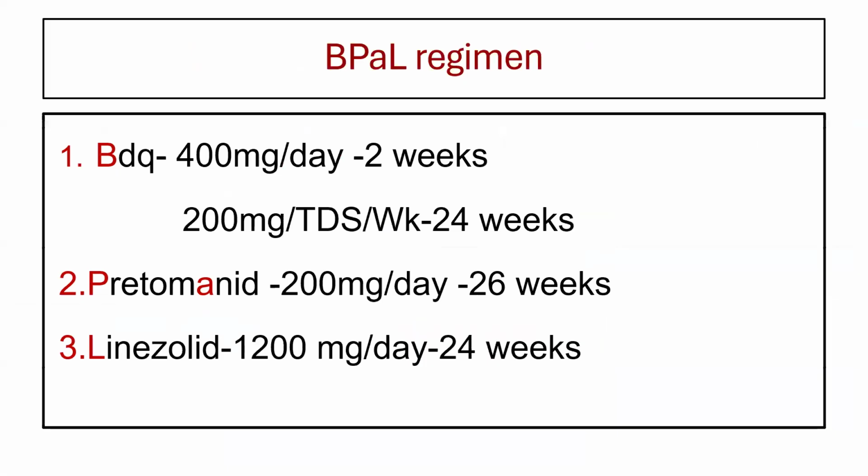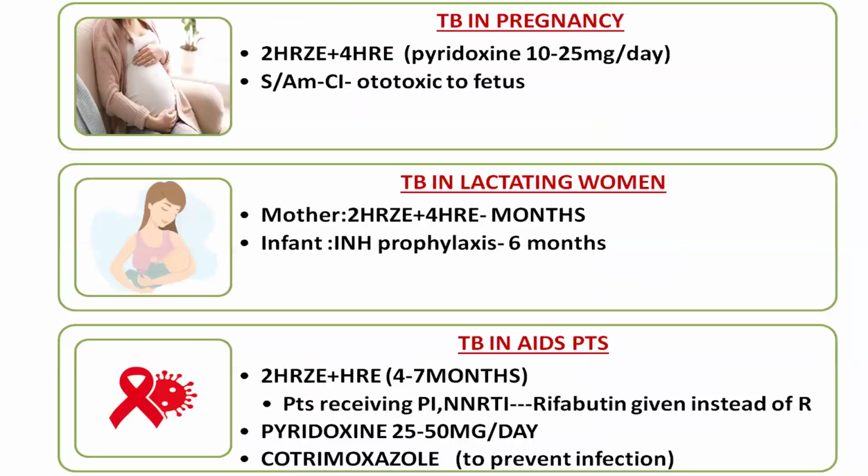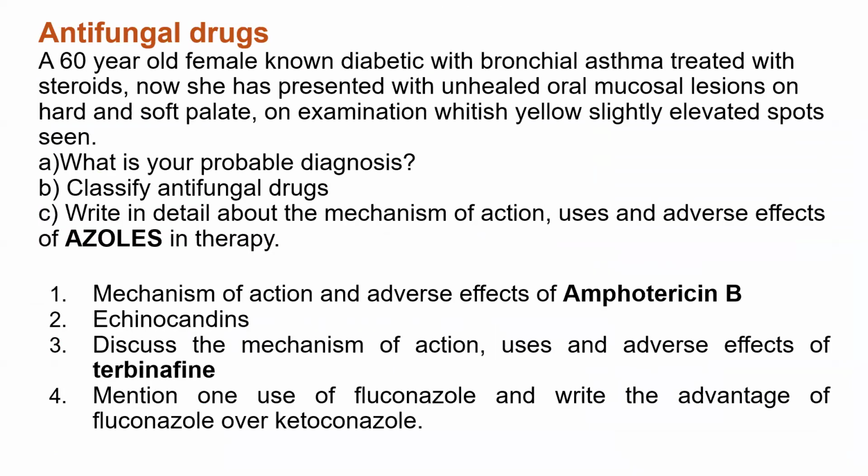Okay, MDR TB. Coming to antifungals, this is a previous year question paper they asked 2 years back, I think. Azoles are commonly asked. A bronchial asthma patient on steroids with opportunistic infection presented with unhealed oral mucosal lesions and hardness of palate. So the patient presents with candidiasis. So what is the probable diagnosis? Candidiasis. So we can use antifungals. Antifungal azoles are repeatedly asked, and amphotericin B, terbinafine, echinocandins are commonly asked.